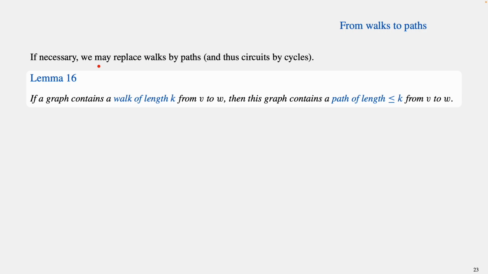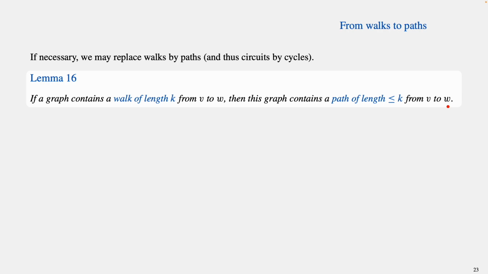And if it is necessary for reasoning about the properties of a graph, we can always replace walks by paths and similarly circuits by cycles. So we can sometimes simplify arguments by assuming that no vertex or no edge in a walk or in a path is used twice. This is the statement of the following lemma. If a graph contains a walk of length k from vertex v to vertex w, then this graph also contains a path of length at most k from v to w.